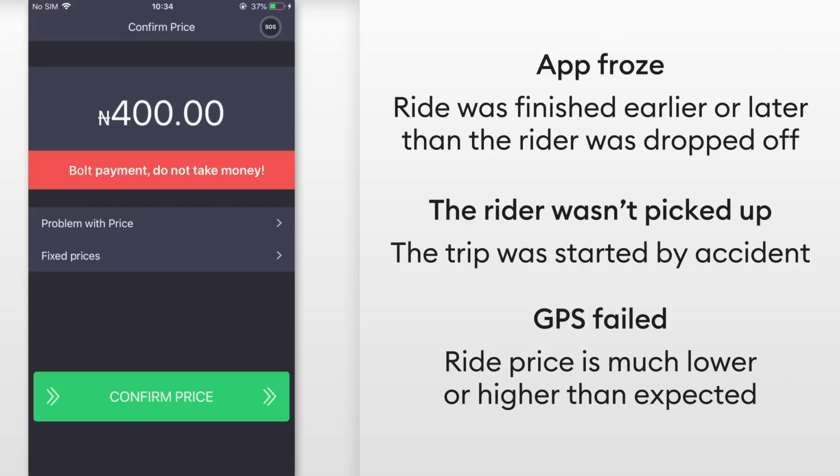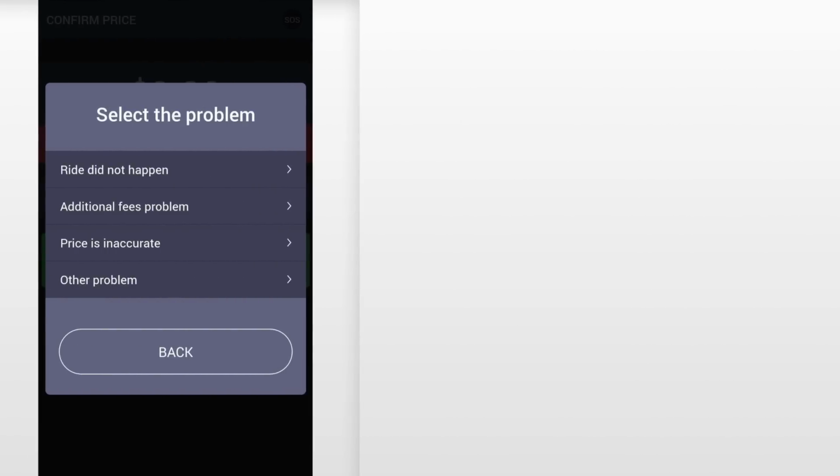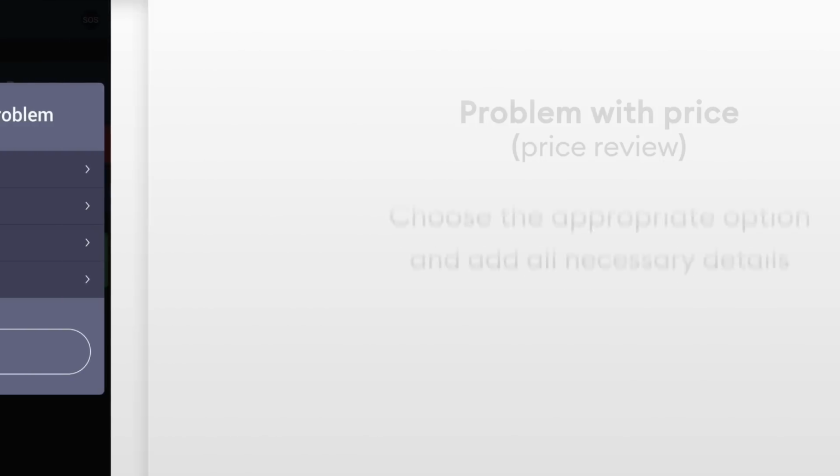Drivers can submit a price review at the end of each trip if the ride price is much lower or higher than expected. To do so, click on Price Review instead of ending the trip. Reasons for incorrect price can be caused by an app error, GPS failure, or issues faced during a ride.